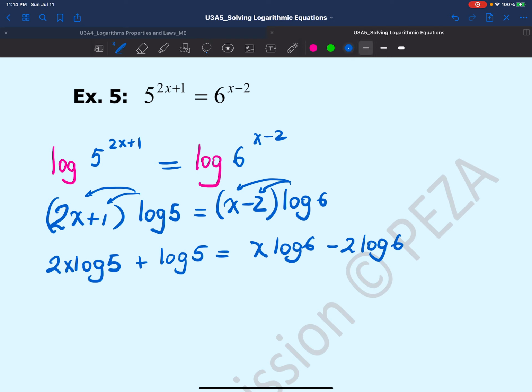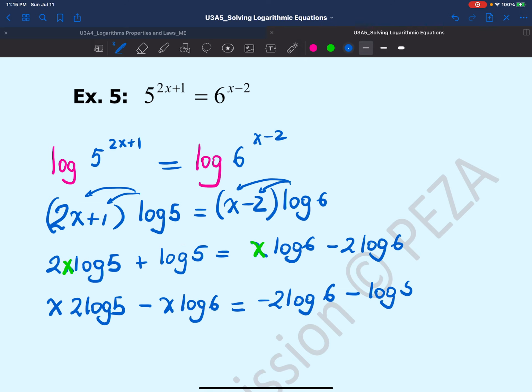So now that we have easier access to the variable x, here is x in the left side and we have x on the other side, we'll bring the terms that carry x to one side. The left side is my favorite, and I would also rewrite them slightly differently. So here is x and then 2 log 5 and then minus x log 6 equals, we already have negative 2 log 6 on the right side, and then we are bringing log 5 to the right as well. That will become minus log 5.